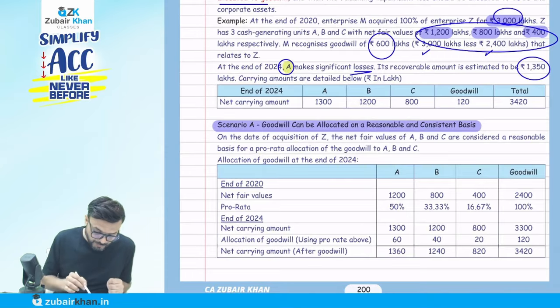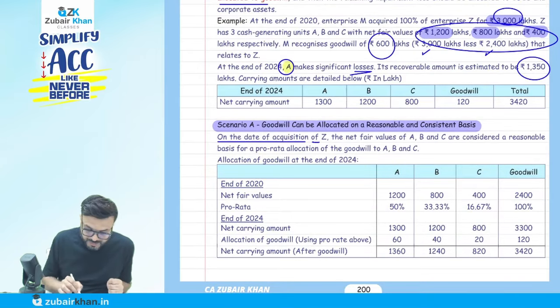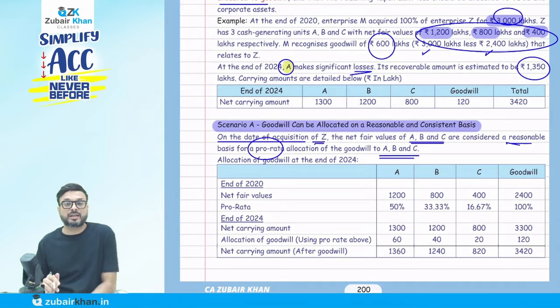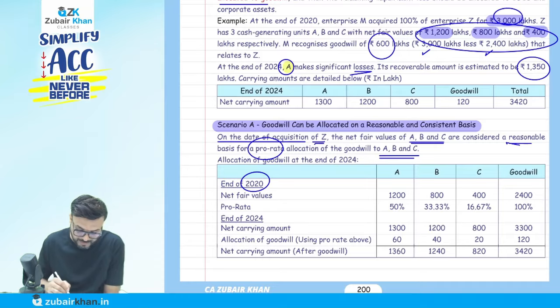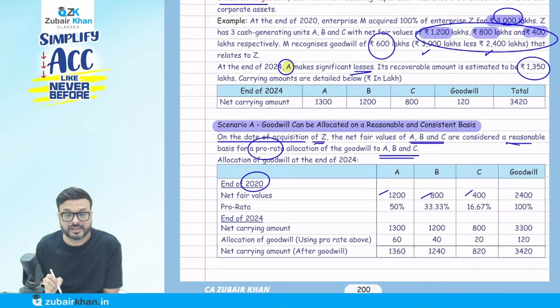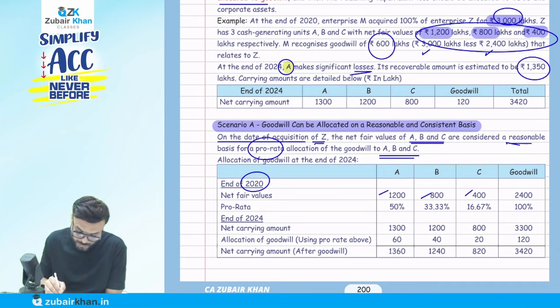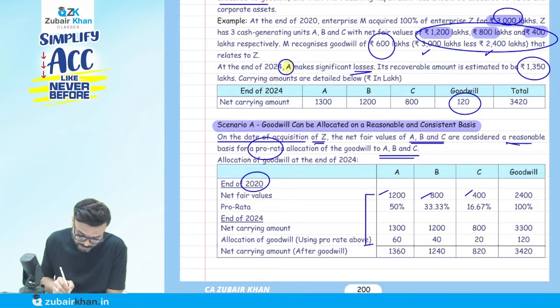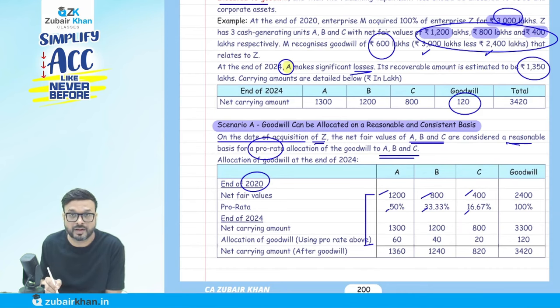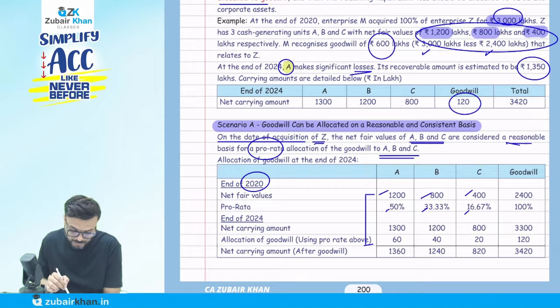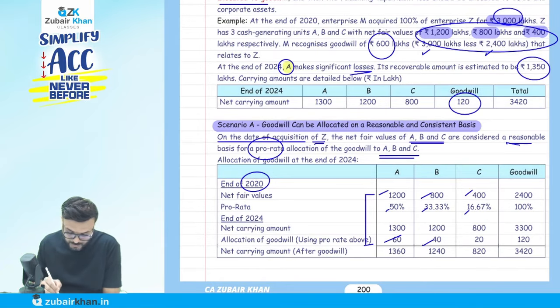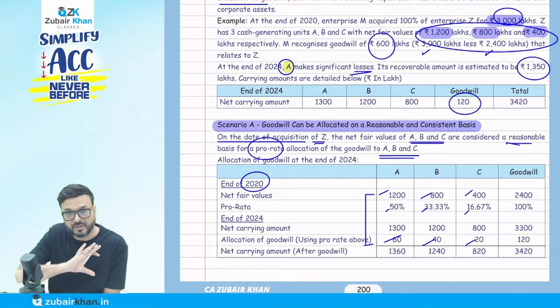They say here that on the date of the acquisition of Z, the net fair value of A, B and C is considered a reasonable basis for a pro rata allocation of the goodwill between A, B and C. Now understand, what is the net fair value when we purchased in 2020? That is 1,200, 800 and 400. So they say allocate on the basis of the fair value. So when I allocate this goodwill of 120, I will allocate in these proportions: 50%, 33.3%, 16.5%. Or you can say in the proportion 12:8:4. So we allocate 12:8:4, pro rata.